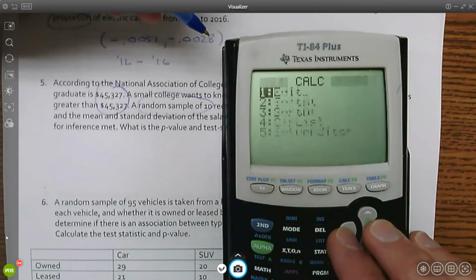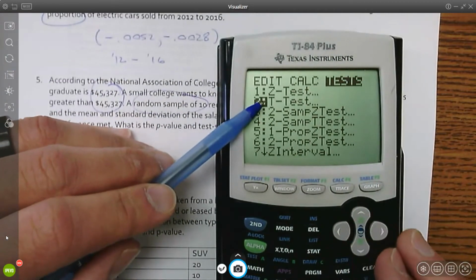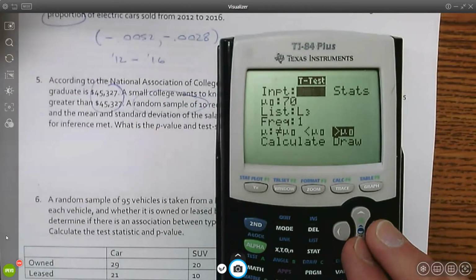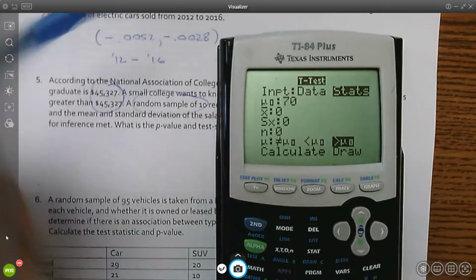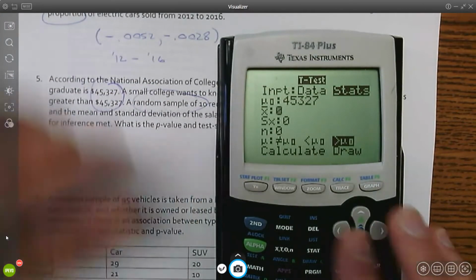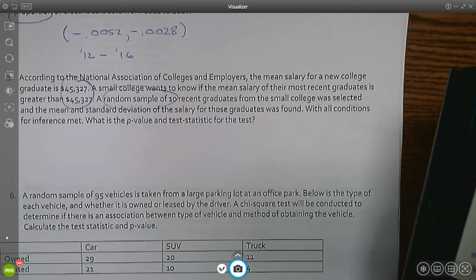All right, so we're going to go in our calculator, stat test. There's no one sample T test, just T test. That's a one sample T test. We don't have the individual data to plug into a list. We have the statistics. Your null is this 45,000. The sample and the mean and standard deviation was found.